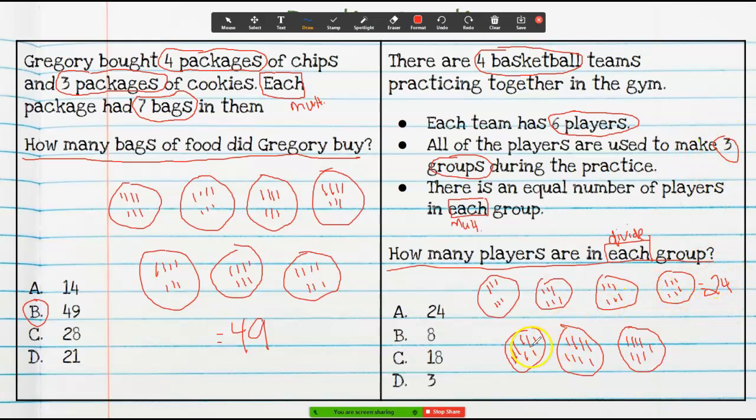Now I need to count. 1, 2, 3, 4, 5, 6, 7, 8. 1, 2, 3, 4, 5, 6, 7, 8. 1, 2, 3, 4, 5, 6, 7, 8. So my answer is B, 8. You need to make sure you're paying attention to see if it's a 2-step problem. Okay, and in this case it was.